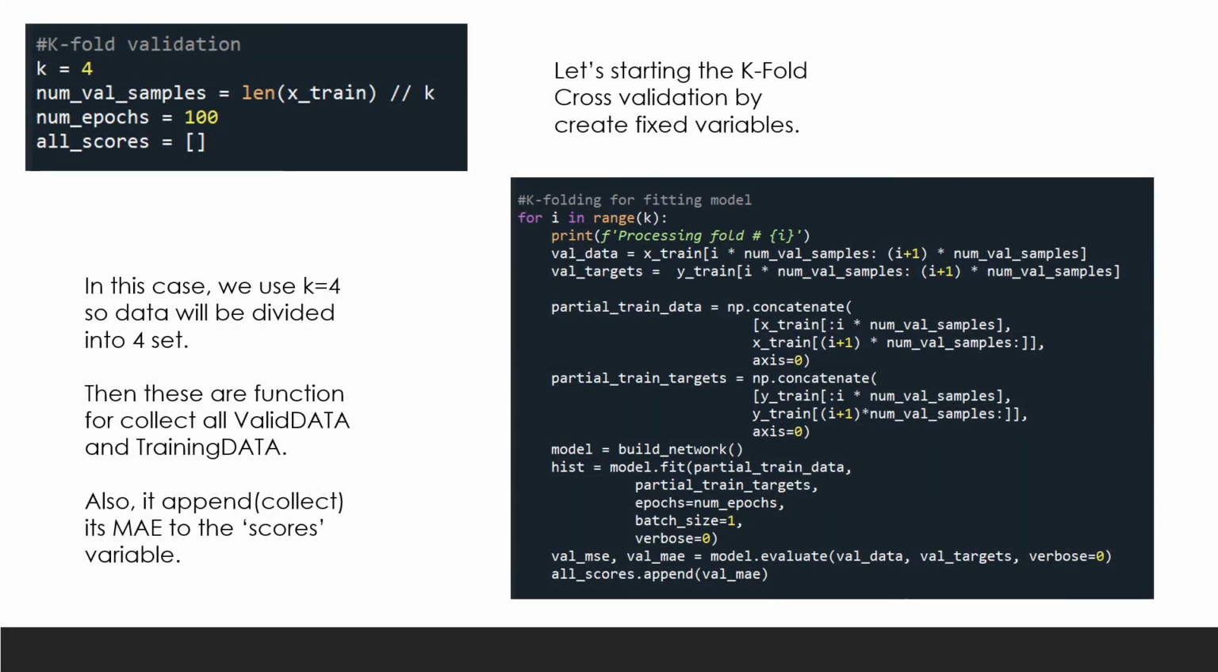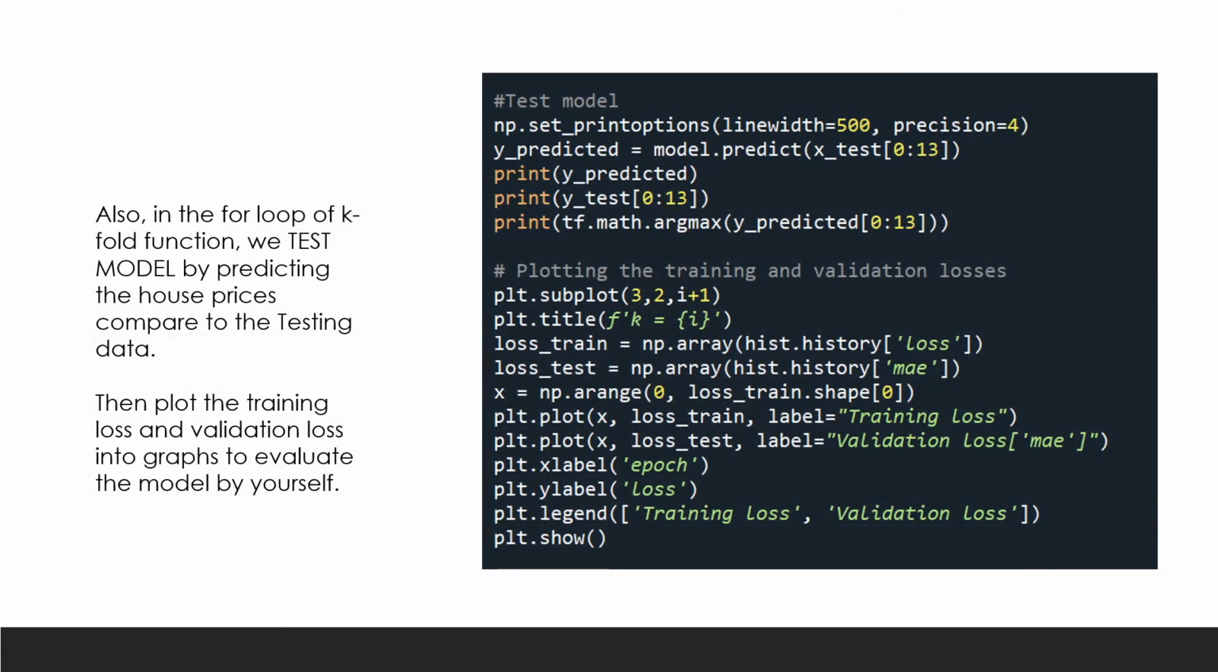Let's start the k-fold cross-validation by creating fixed variables. In this case, we use k equals 4, so the data will be divided into 4 sets. Then these are functions to collect all valid data and training data. Also, it appends the mean absolute error to the scores variable. In the for loop of the k-fold function, we test the model by predicting house prices and comparing them to the testing data. Then we plot the training loss and validation loss into graphs to evaluate the model yourself.